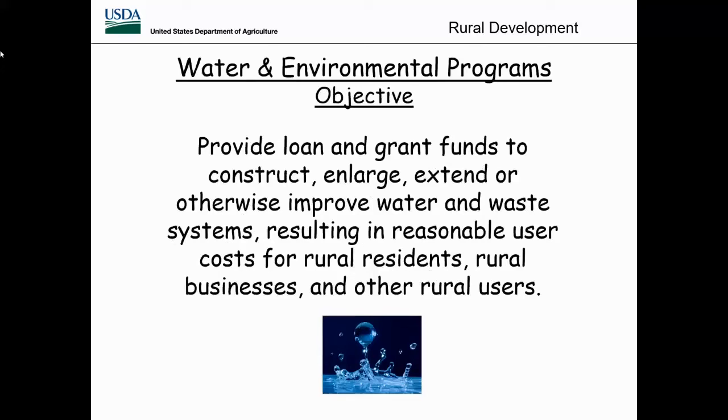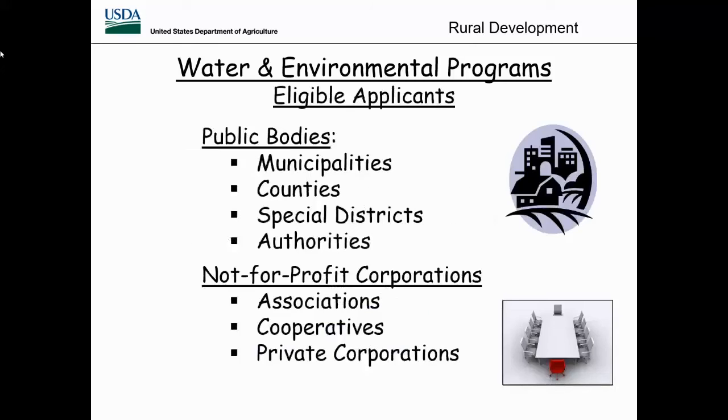As you can see by the slide there, the objective of this program is to provide loan and grant funds to help construct, enlarge, extend, or otherwise improve some sort of water or sewer system across the state. As Rural Development, you do notice it talks about rural users and rural residents. We work with the rural part of the state, the smaller cities, and we do have loans and assistance with most of the smaller cities and water districts across the state.